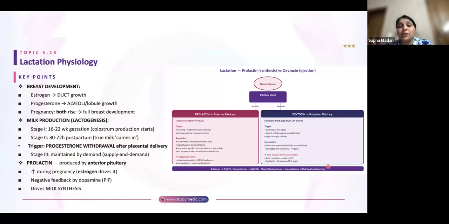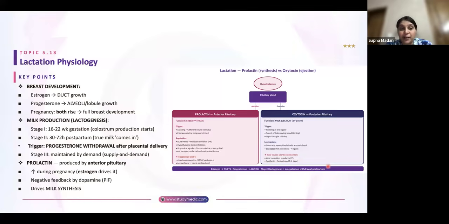30 to 72 hours postpartum. This is where the true milk will come in, okay? And the trigger for this formation is progesterone withdrawal after placental delivery. Stage 3 is maintained by demand, okay? So if you are feeding the baby, the more milk is forming. So it is supply and demand. If you stop feeding, then the lactation can also stop. So it is supply and demand, that is stage 3.